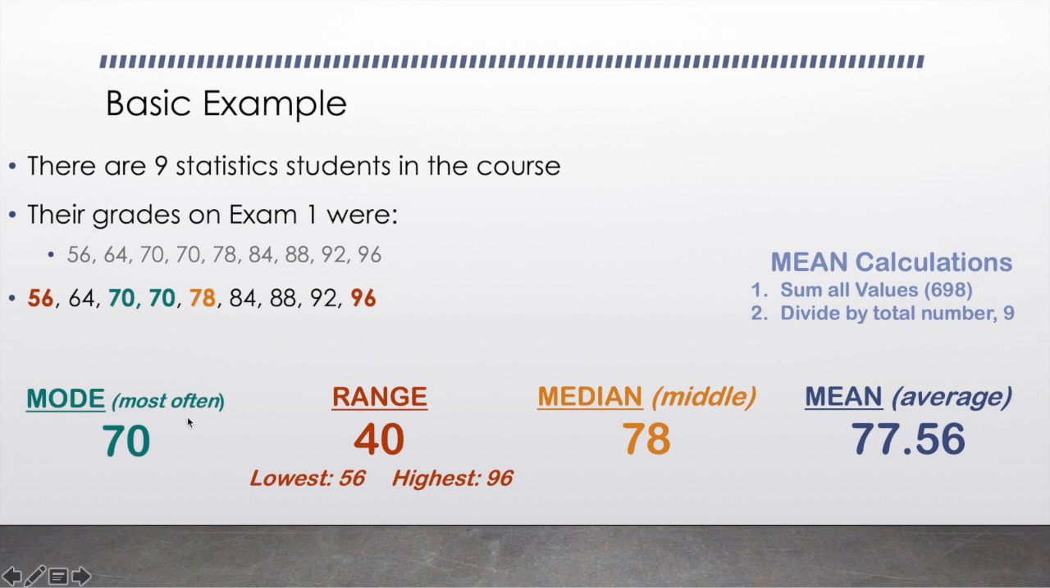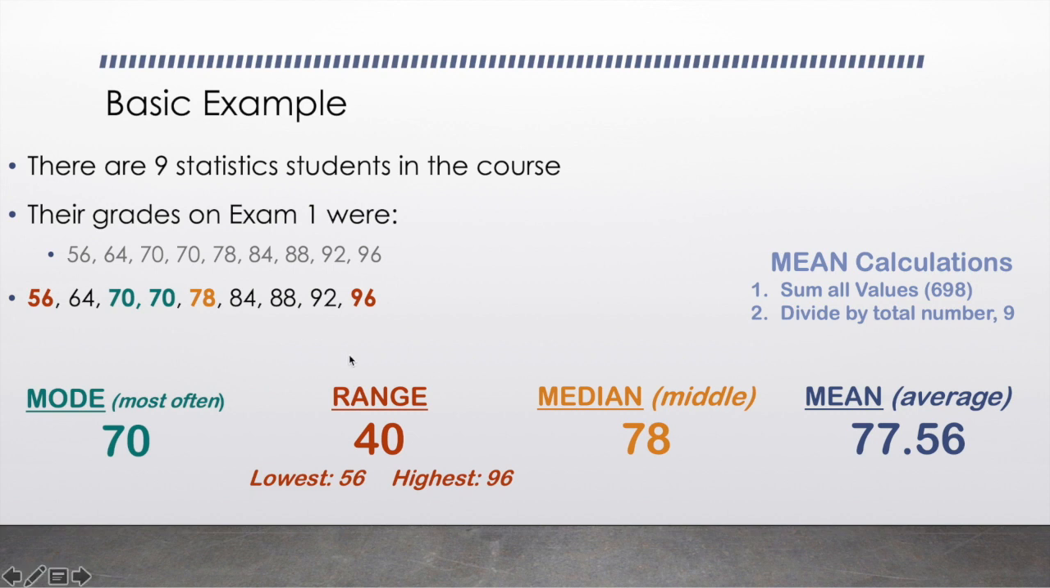Okay, so I'm going to start with mode. Again, remember that's the most often, and so the mode for this data set is 70. If you look across our data set, you can see that all of the grades only occur once except for the score of 70. We had 2 students that scored that, and therefore it is the value that appears most often in our data set.